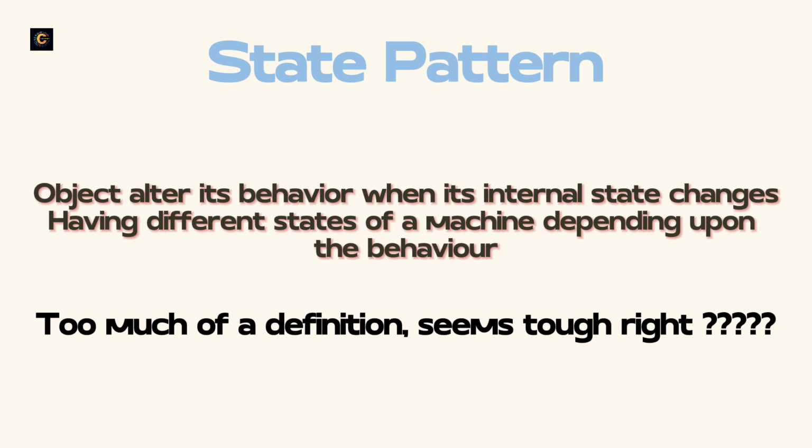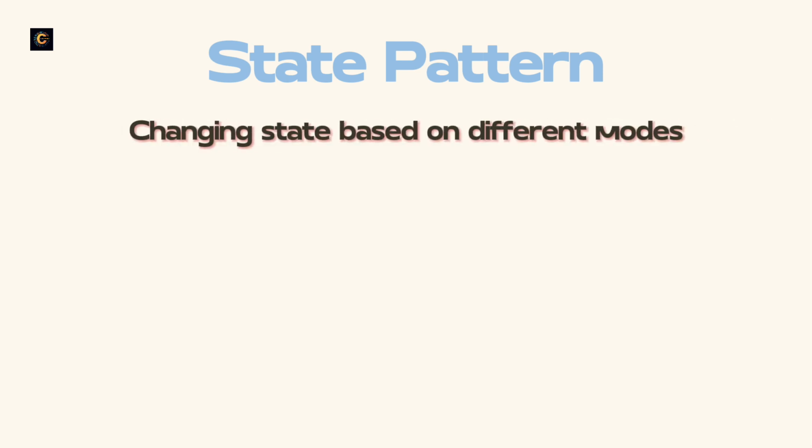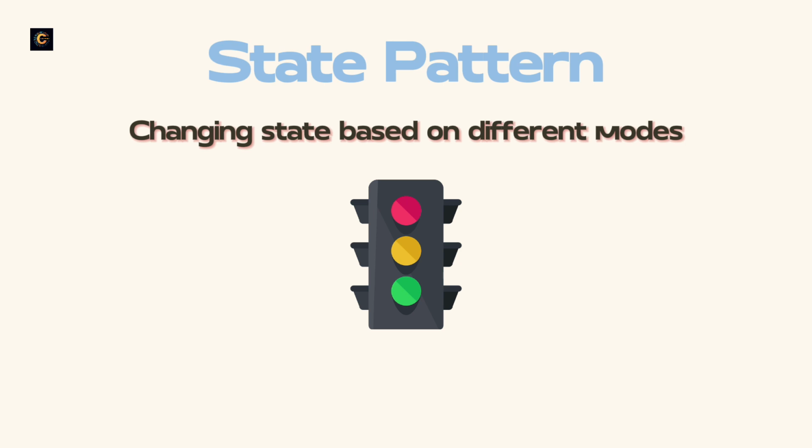Now let's make it easy to understand. This pattern is like changing how something behaves when it is in different moods. Imagine a traffic light. When it's green, cars go. When it's red, cars stop.